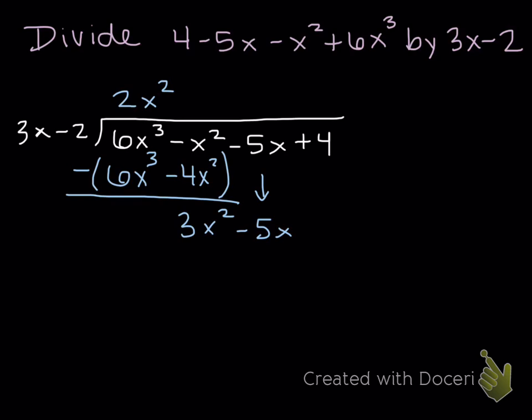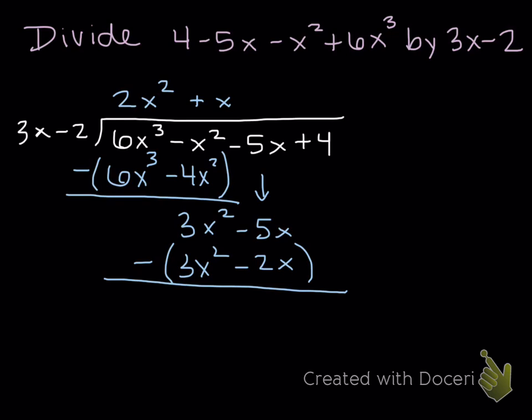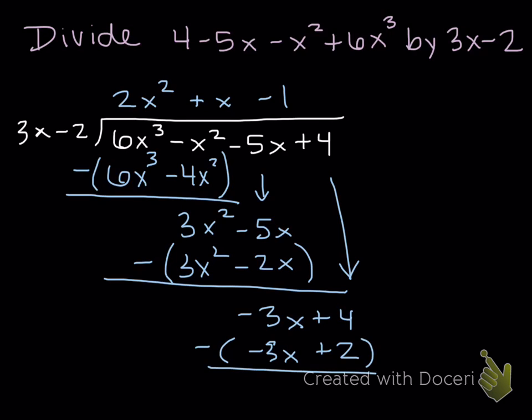So now I figure out what goes up here, and that's going to be 1x to make it become 3x squared. So once I pick that, I distribute it. So I get 3x squared minus 2x. And I'm subtracting this quantity. So I have negative 5x minus a negative 2x is a negative 3x. And I drop the 4. Up here will be a negative 1, so that's what's going to give me that negative 3x. And I distribute it. And this will become plus 2. And now again I'm subtracting this whole quantity. So 4 minus 2 is 2.